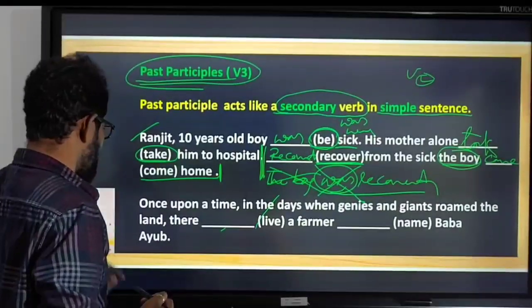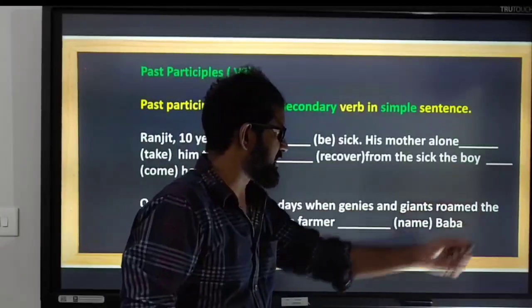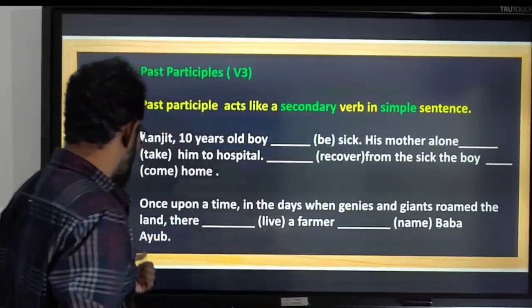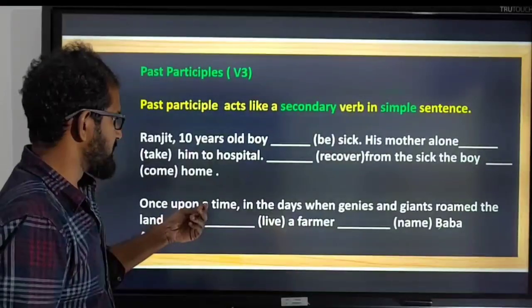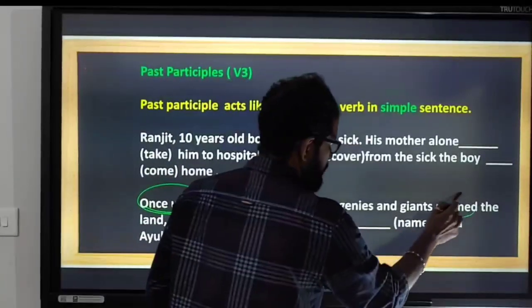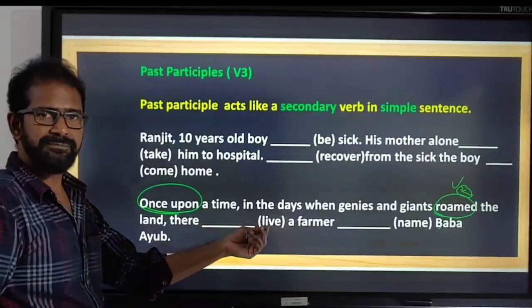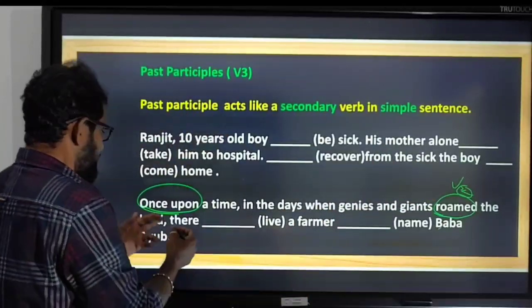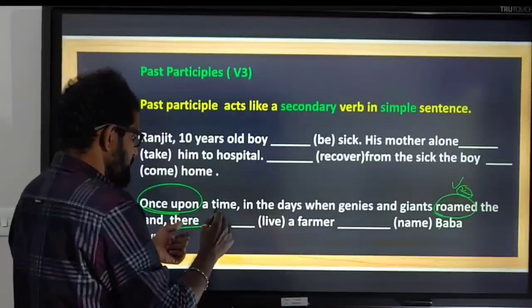Let's take another example given below. Once upon a time, in the days when Jeeves and James roamed the land, there lived a farmer named Baba. Now we need to understand the lines first and then decide whether the lines are in present or past. Once upon a time, roamed, these indicate the paragraph, the lines are in past tense. So we need to fill the blanks with the past tense. There lived a farmer. So there is a dummy subject here. So we use lived.